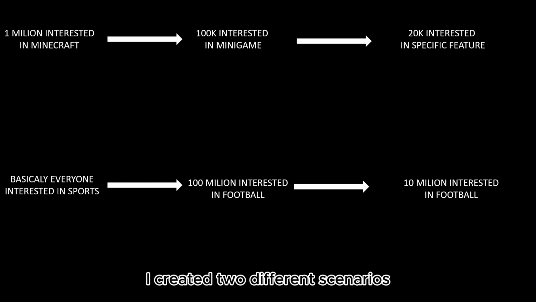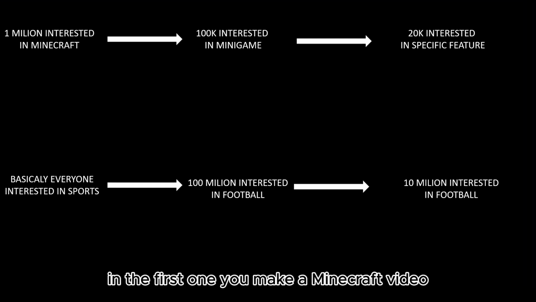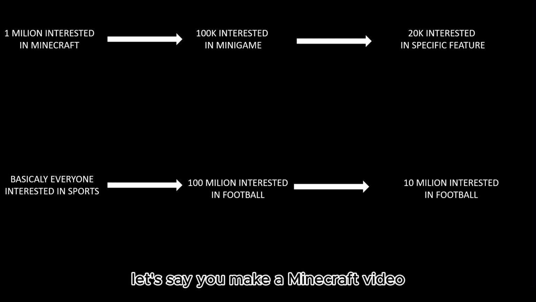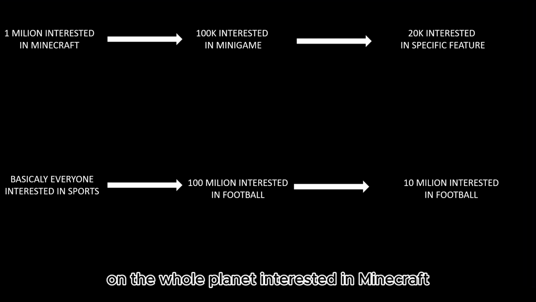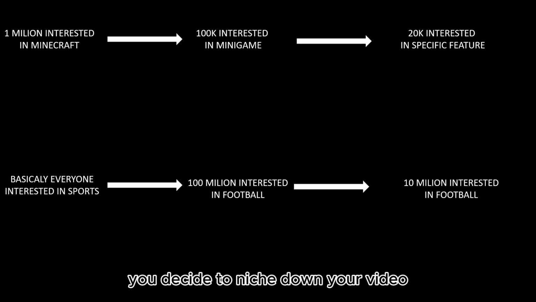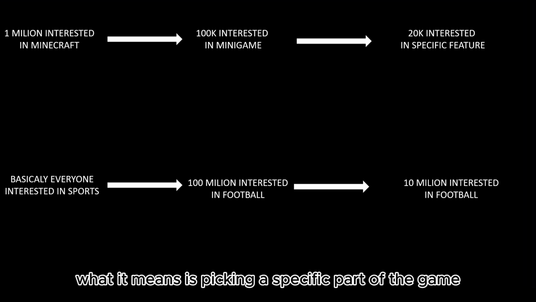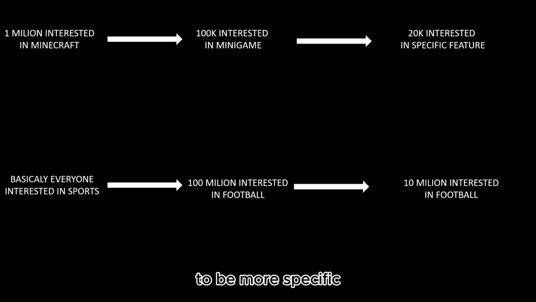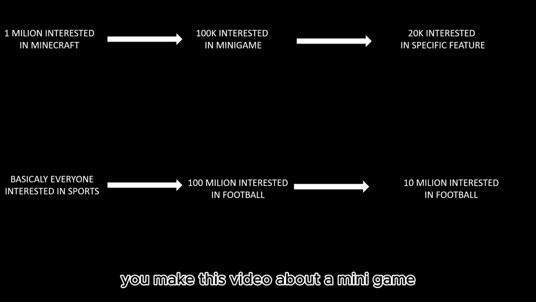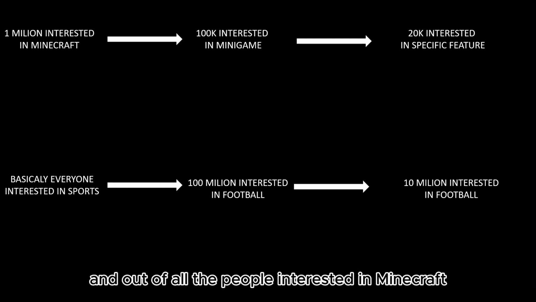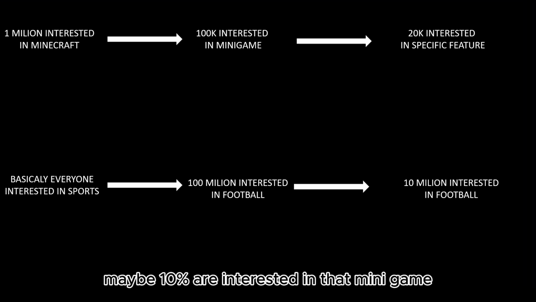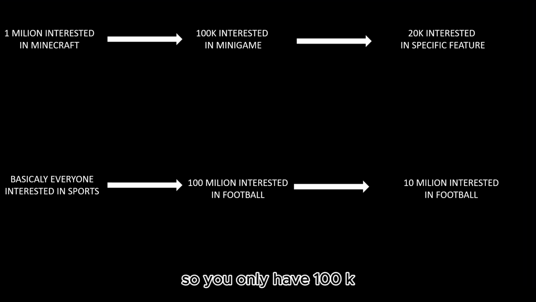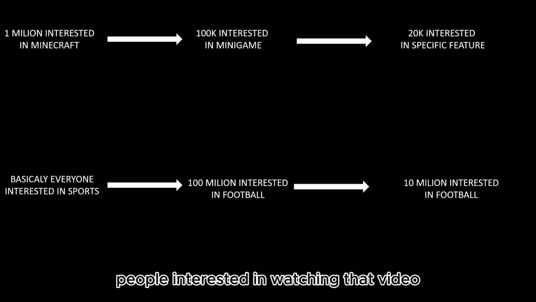I created two different scenarios. In the first one, you make a Minecraft video. In the second one, you make a sports video. Let's say you make a Minecraft video and there are 1 million people on the whole planet interested in Minecraft. You decide to niche down your video. What it means is picking a specific part of the game and making a video on it to be more specific and original. You make this video about a minigame, and out of all the people interested in Minecraft, maybe 10% are interested in that minigame. So you only have 100k people interested in watching that video.